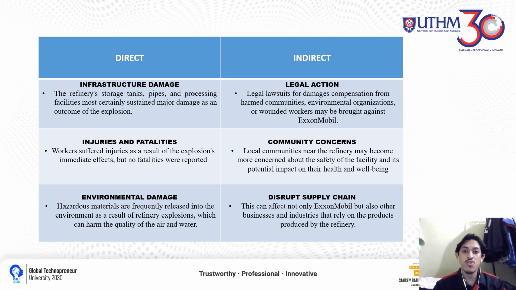The second is community concern, where local communities near the refinery may become more concerned about the safety of the facility and its potential impact on their health and well-being. The third is disrupted supply chain, which can affect not only ExxonMobil but also other businesses and industries that rely on the products produced by the refinery.